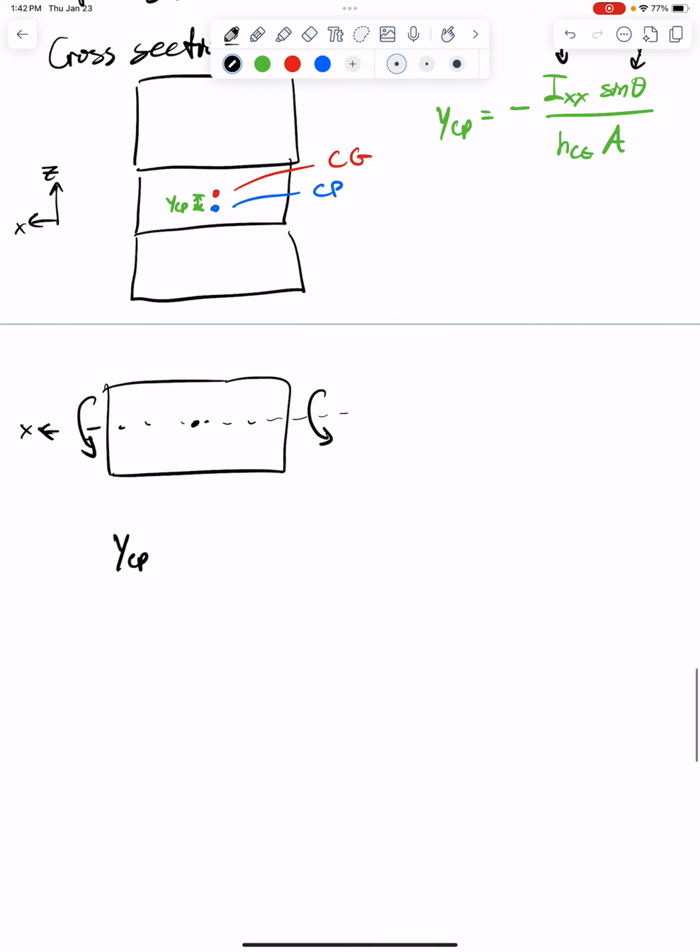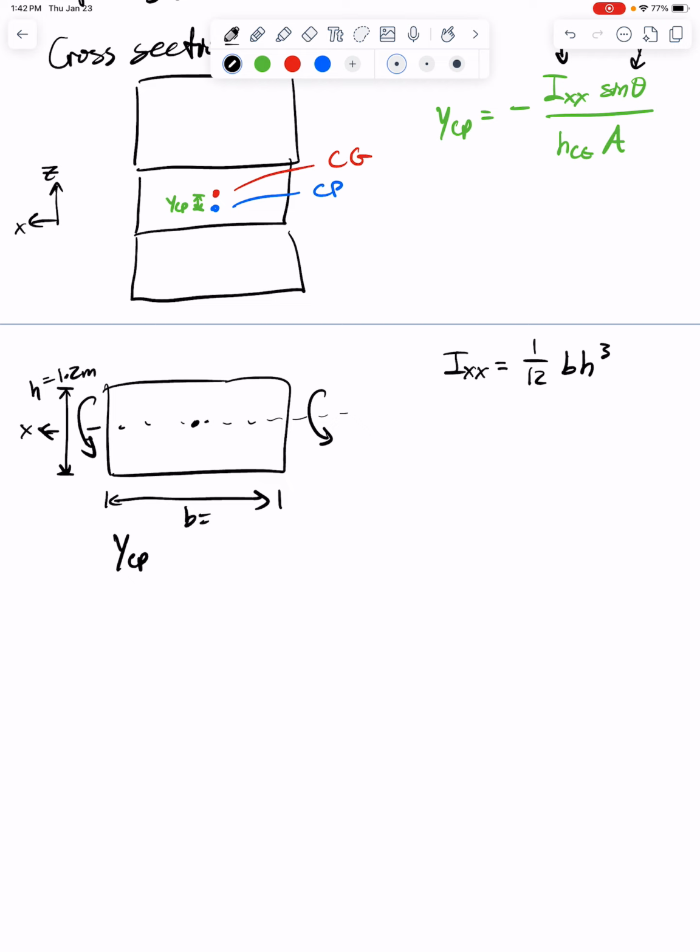I will provide tables in the recording, like the video. I'll attach it or paste it. But for a rectangular cross section, the second moment of inertia is equal to 1/12 times base times height cubed. And according to our cross section and the schematic above, we're told that the height along the diagonal was 1.2 meters, and we're told that the width of the gate goes into the page by 0.8 meters. So we have our height and our base as well. So once again, back to the equation. Let's plug it in and get our answer.